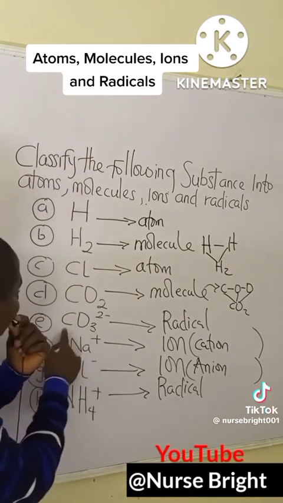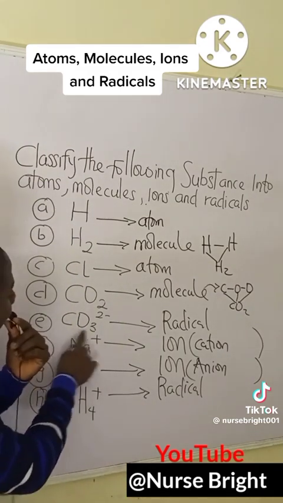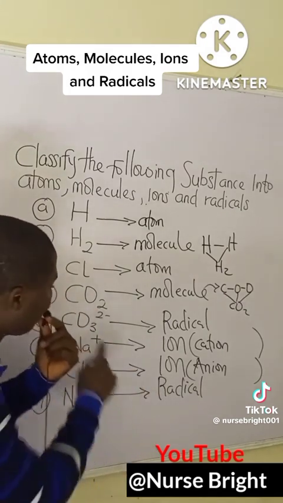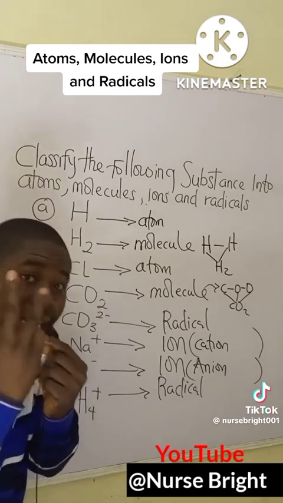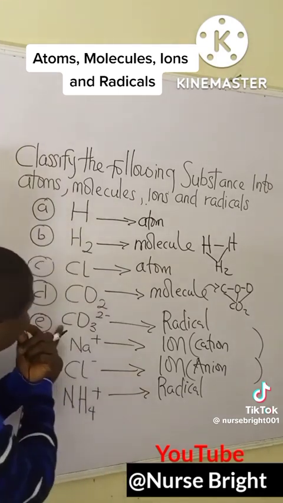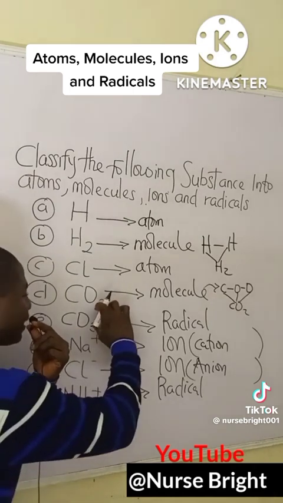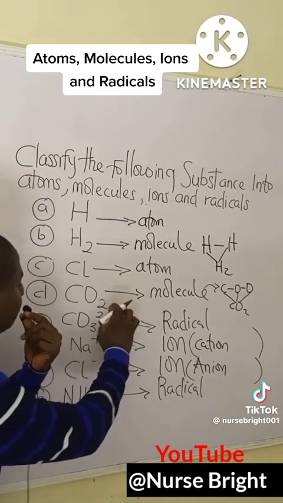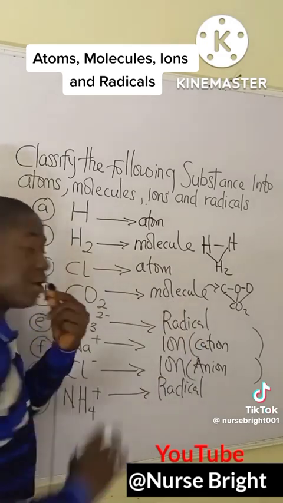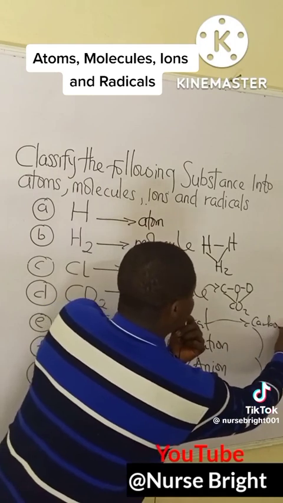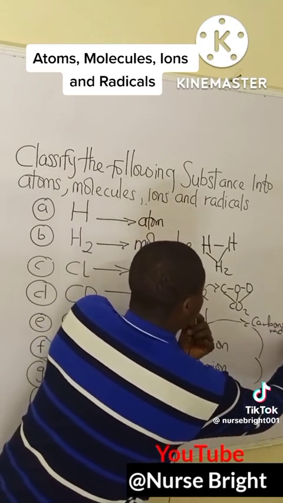So you can see here that this is the carbon atom and these are oxygen atoms. How many atoms of oxygen are we having here? We are having three atoms of oxygen. So this is the carbon atom, and this is the oxygen atom bearing a particular charge. All of these atoms bearing a particular charge form a radical. And what is this radical called? It is called the carbonate radical.